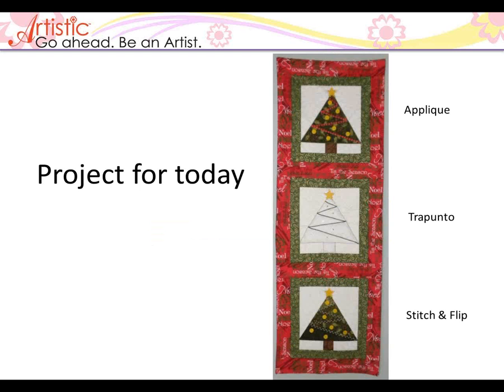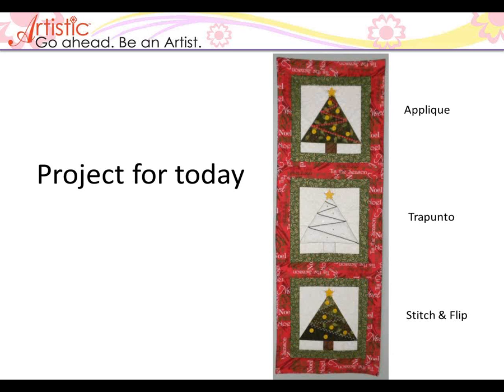The project that I've done for today is this wall hanging here. I've done a square with applique in it, and it has quite a bit more than just applique, but that was my focus for that, and then I just kept adding to it. The center one is Trapunto. That's where you've got the cushiony look to it, because it's got batting right in the tree shape on this one and the tree trunk.